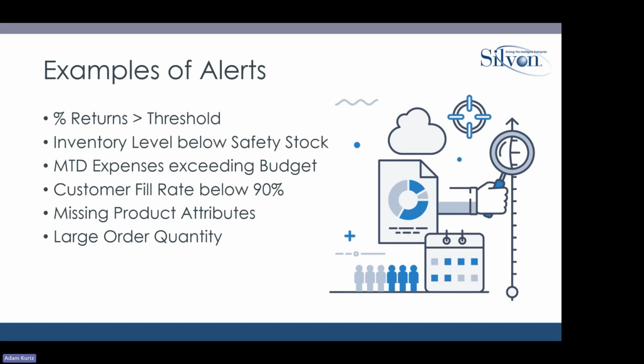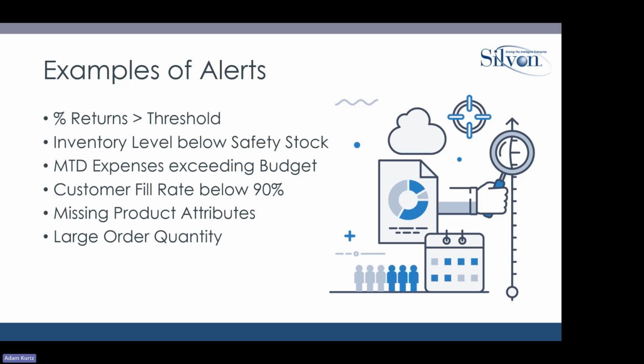So we have different types of examples of alerts, but the sky's the limit, just so you know. As long as you have the data to build out the alert, or as long as you have the data that you want to send to the user, then of course the sky's the limit.